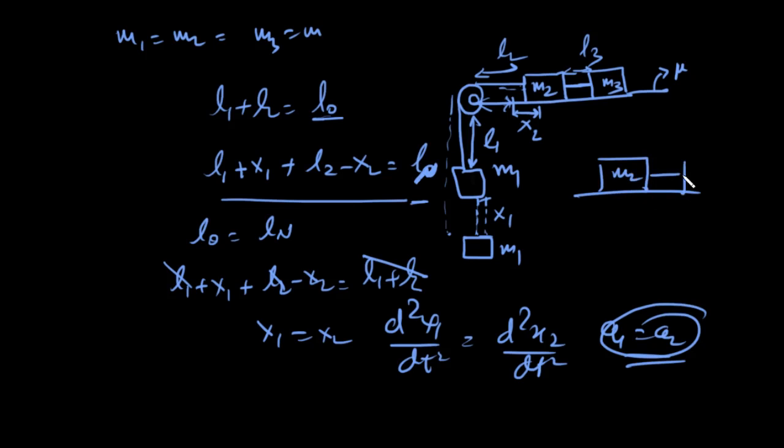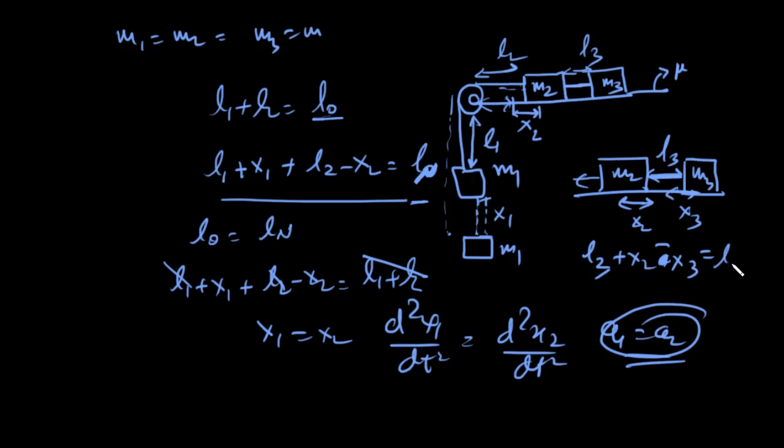You see, this is m2 and this is m3. Let us say the length of the string between these two is L3. When this moves forward a distance x2, this will also move forward a distance x3. So what will be the new length? The new length would be L3 plus x2 minus x3. The original length was L3 and the new length is also L3.